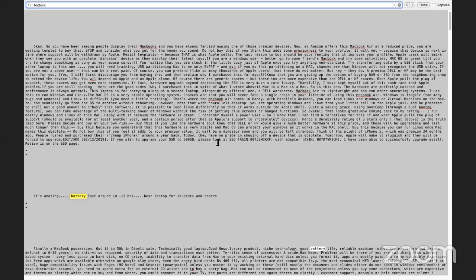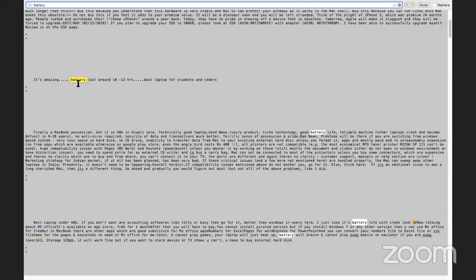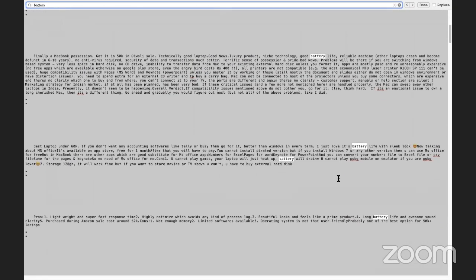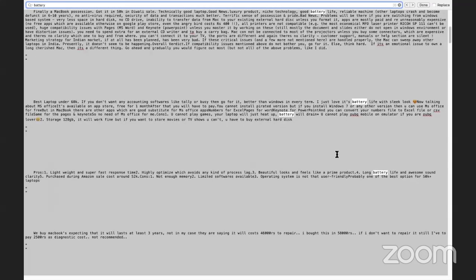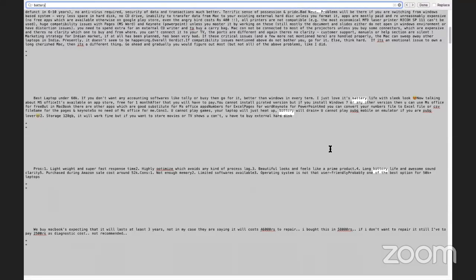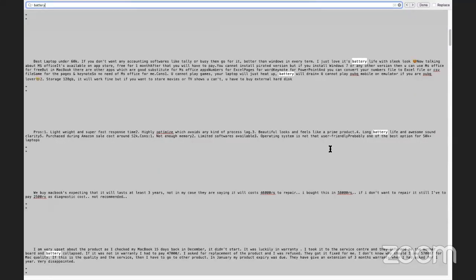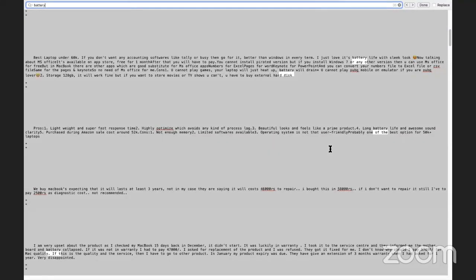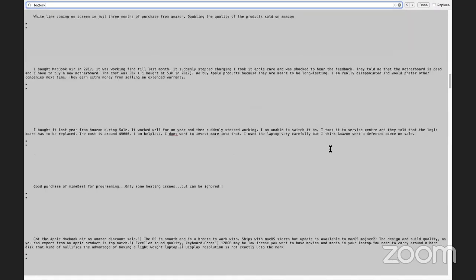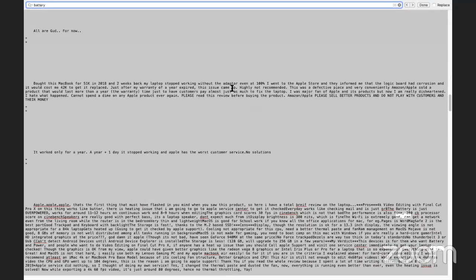People have used battery: "It's amazing." Here you can see the second review: "It's amazing, battery lasts around." So these are positive contexts people have used. And here is another one, "good battery life." Good, so it's also positive. You go through the particular reviews where the battery is mentioned, and then you can understand whether people are using it in a good context or a bad context. Like that I can find out more context about the battery. This is one way.